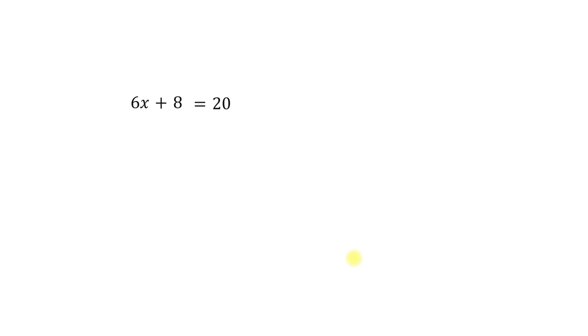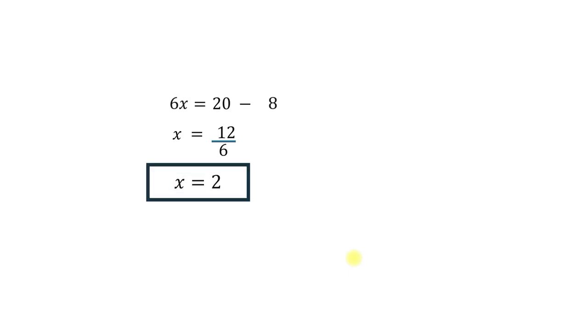6x plus 8 equals 20. Once again, we want to keep the variable on the left-hand side and bring the numbers over to the right. So that positive 8 on the left-hand side will come over to the right, where it becomes a negative 8. 6 times x equals 12. Therefore, x by itself equals 12 divided by 6, for a final value for x of 2.